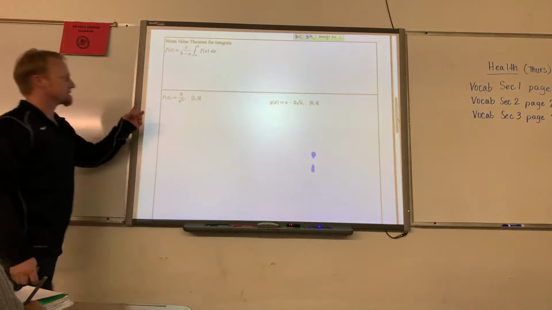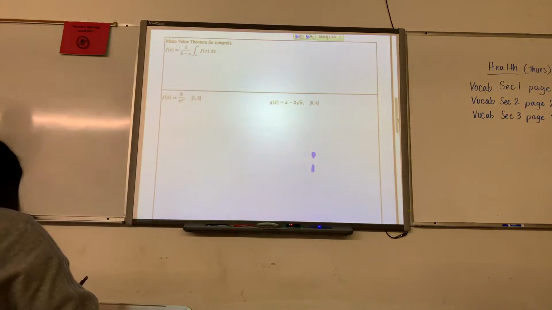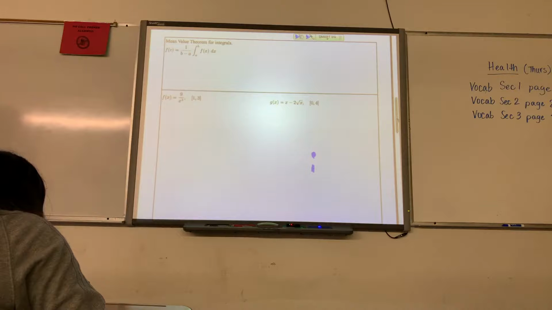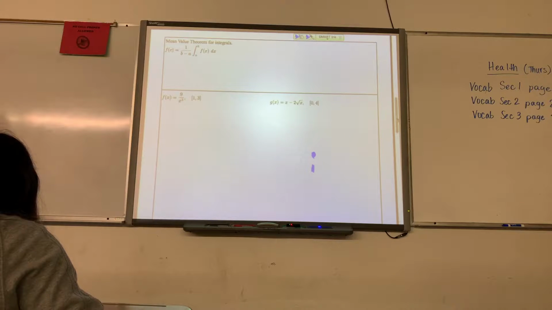So, let's look at our first example. f of x equals 9 over x cubed from 1 to 3. Okay? I want to find the average y value. Once I find that average y value, then I'm guaranteed that there is a y value that is equal to that, and then I want to find the x value where that happens. Okay? That's what we want to do. So what do I do to get started to find the average value?